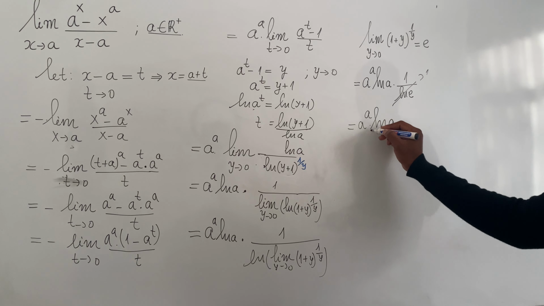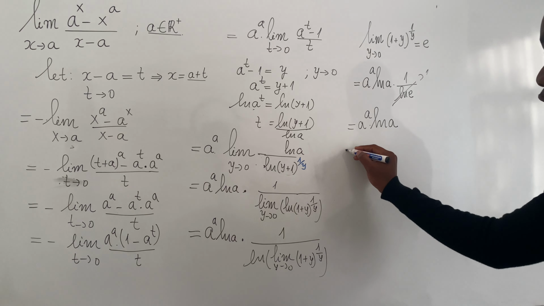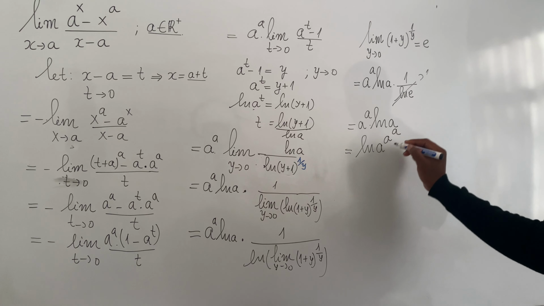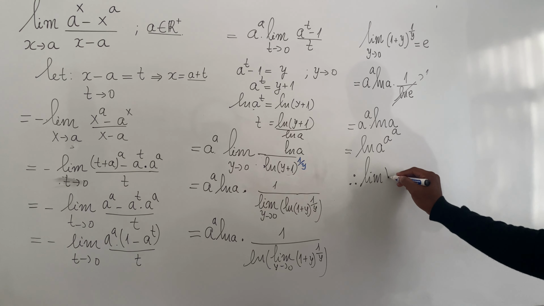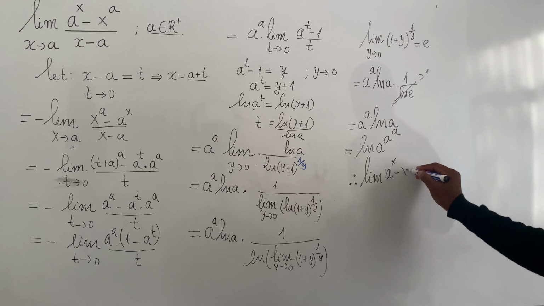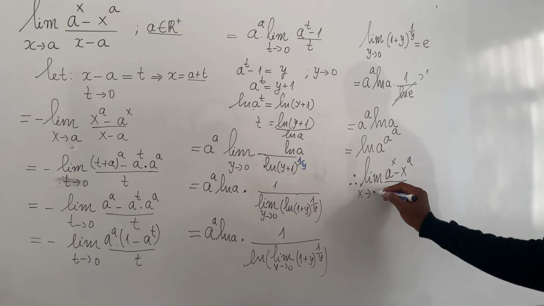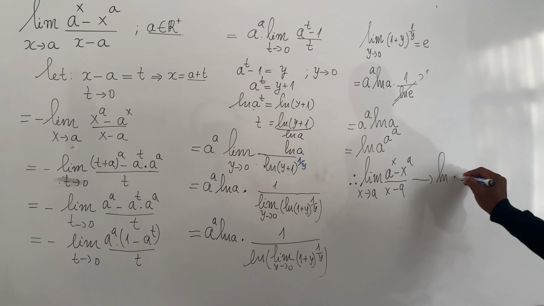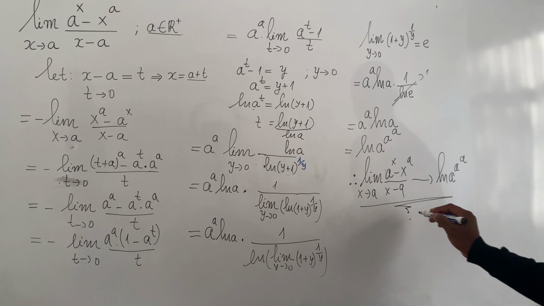But this is a number multiplying ln, so it can become an exponent of the argument of the ln. So this will be equal to ln of a to the power a to the power a. Therefore, the solution for this limit, a to the power x minus x to the power a over x minus a, when x approaches a, is the same as ln of a to the power a to the power a. So that is the solution.